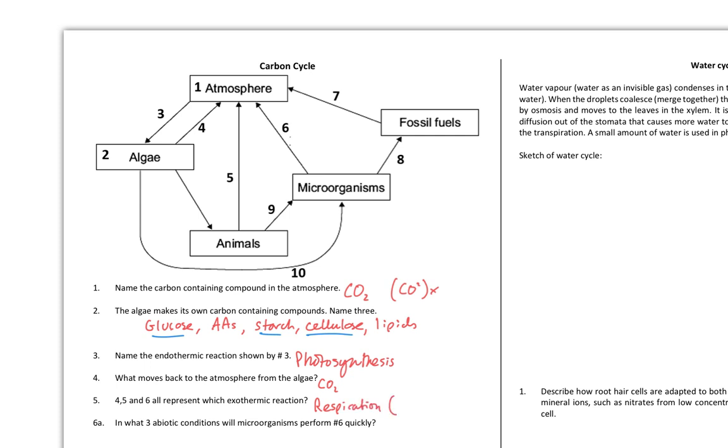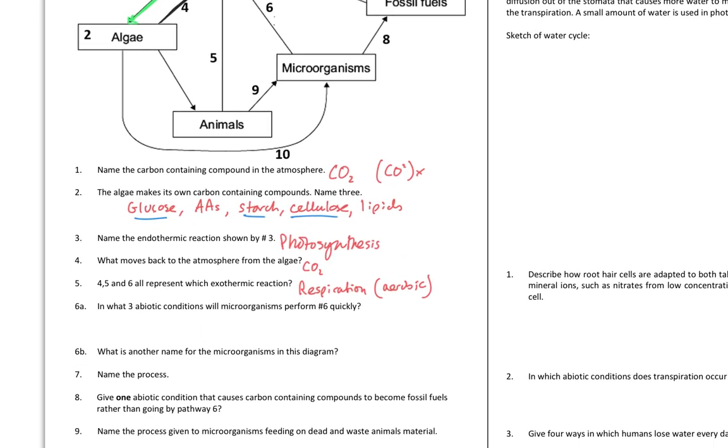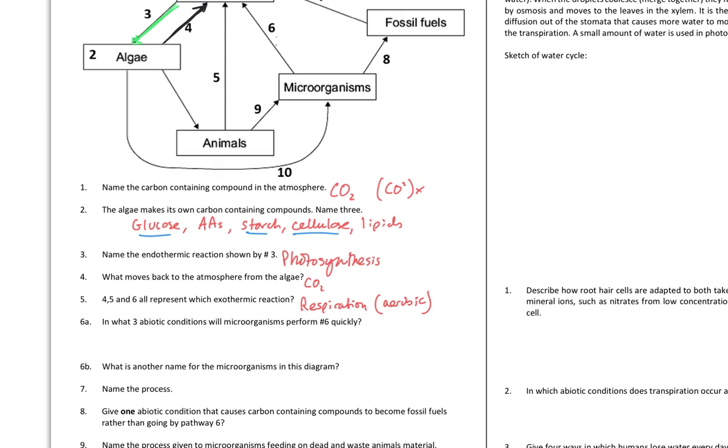But if it's producing CO2 back to the atmosphere, it is aerobic as well. So we basically have a photosynthesis arrow coming in, and then we've got our respiration arrows going back. Every living thing has to do respiration, and therefore, if it's doing aerobic, it's going to be releasing CO2.